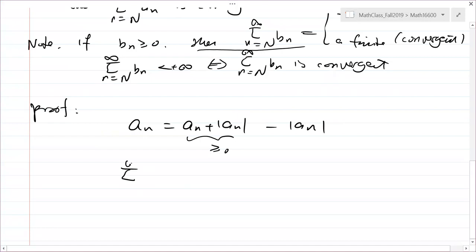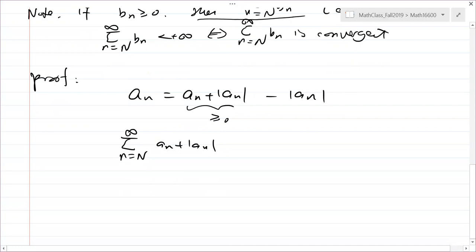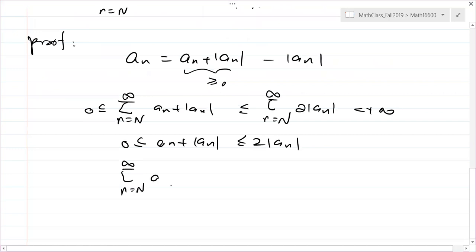So you see, you can apply a comparison test for this. Why? Because this n plus an is greater than zero, right? But this is the lesser, right? Then you can apply the comparison test. So you get, okay, so it's convergent. Of course, that is convergent too. We already know that, right?